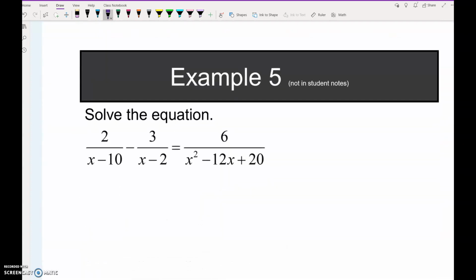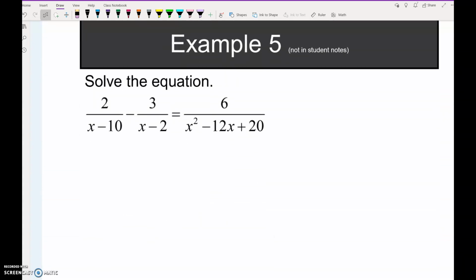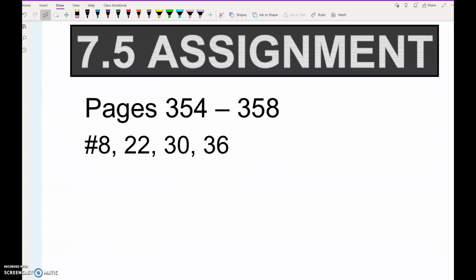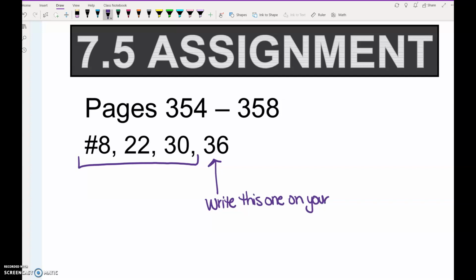Example 5 is not in your notes. We are going to do this together tomorrow in class. I'll do another video on that problem. For this assignment today, I would like you to do these 3 problems. When you get to this problem, I want you to write this problem down, simply so we don't have to pull out the book tomorrow. You already have it written on your paper. So write this one down on your paper, but save it for tomorrow.